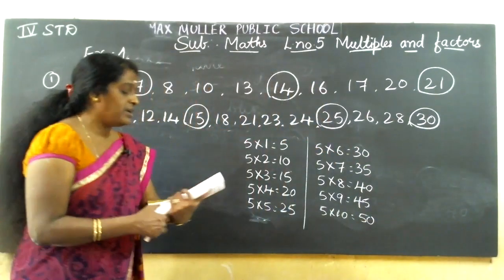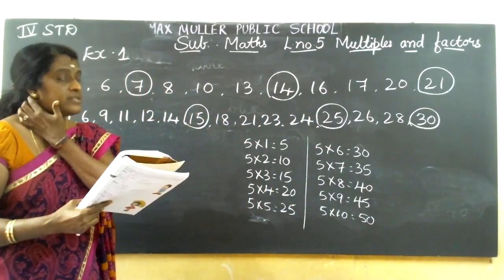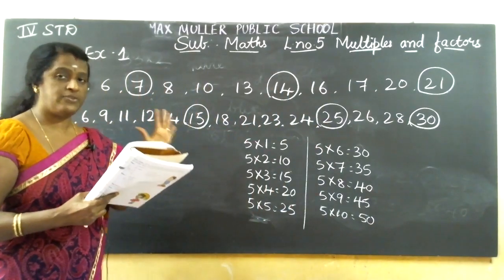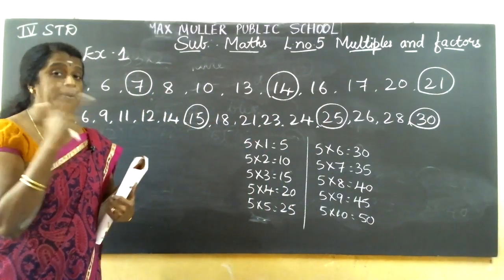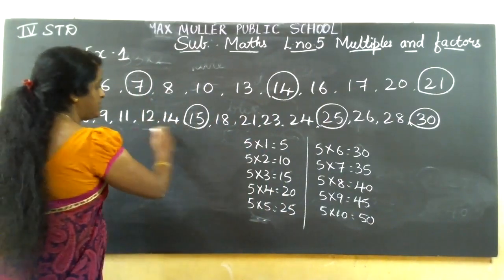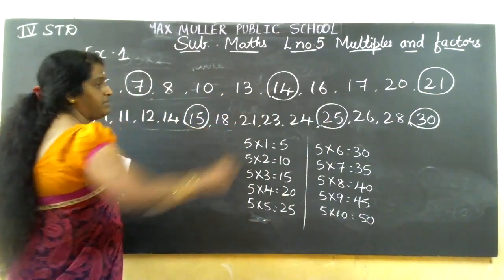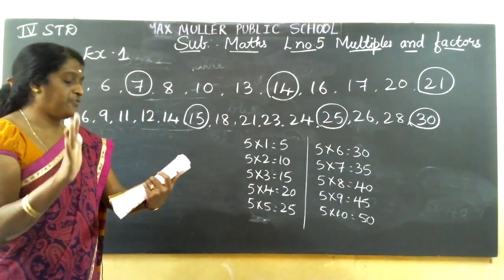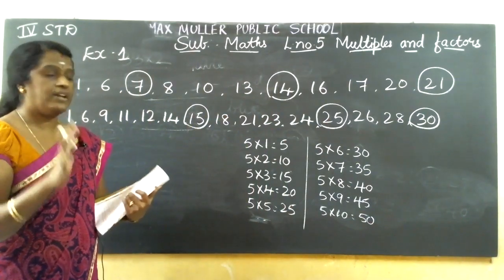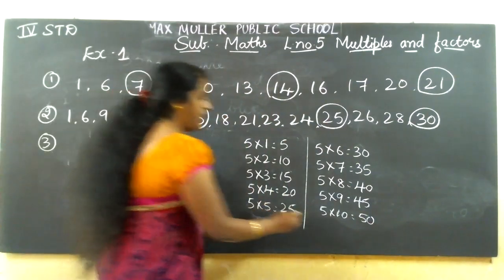What is the question? Write the multiples of 5. Multiples of 5 means the 5 tables between that. In the earlier question I circled in the 5 tables, and in this one the 7 tables. Now they are asking for multiples of 5 between 35 and 55. See, 5 elevens are 55.